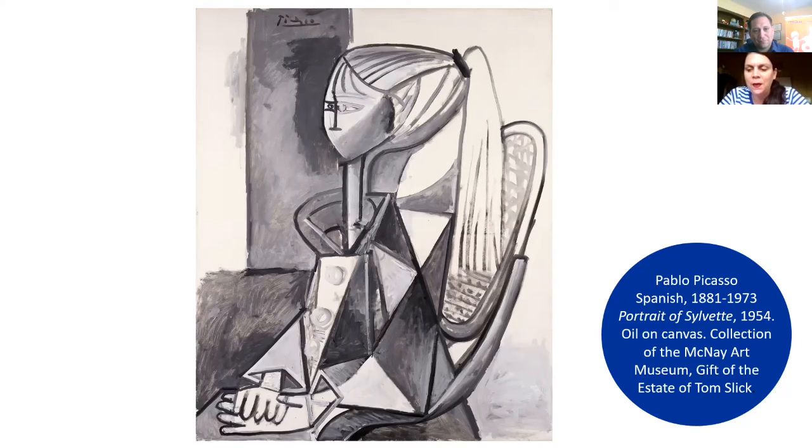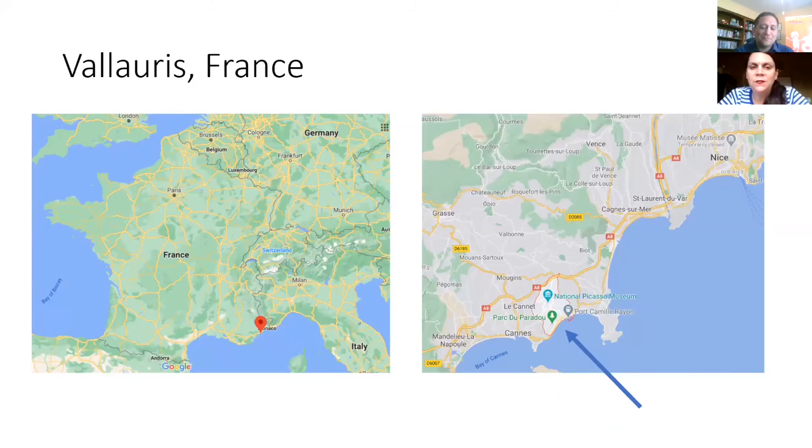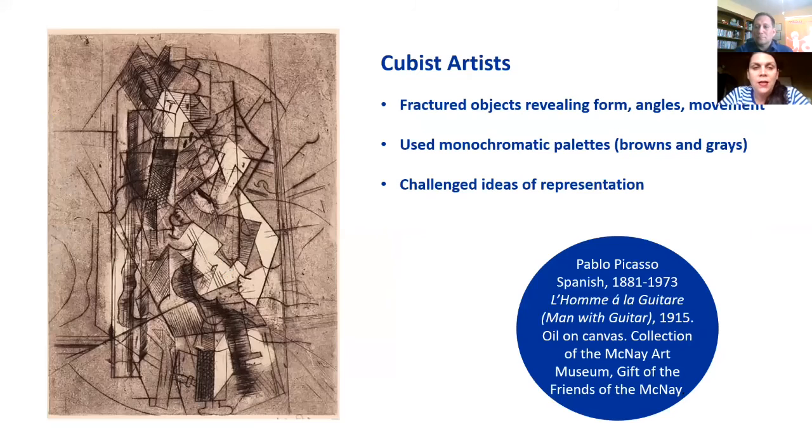I wanted to give you a little behind the scenes imagery of Sylvette. She was a real person, and she and Picasso lived in the south of France in the 1950s. He saw her and thought that he would like to paint her, and he invited her to his studio. And one thing I should share is the painting that he made of her in the 1950s came well after Picasso had pioneered the Cubist movement.